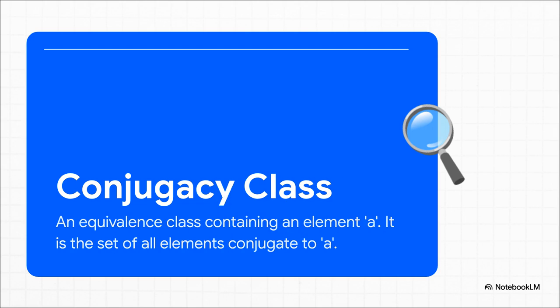What's amazing is that this relationship of conjugacy neatly partitions the entire group. The set of all elements that are conjugate to some element A is called its conjugacy class. These are the cliques, the families we were looking for. Every single element in the group belongs to exactly one of these classes. It's like we've perfectly sliced the entire group up into these distinct, non-overlapping families.